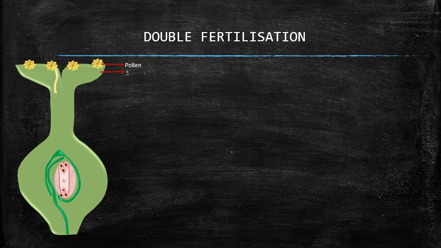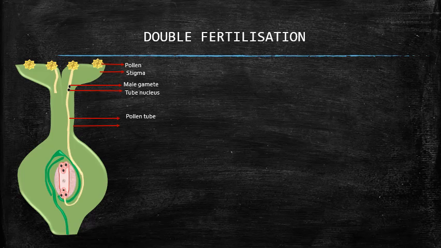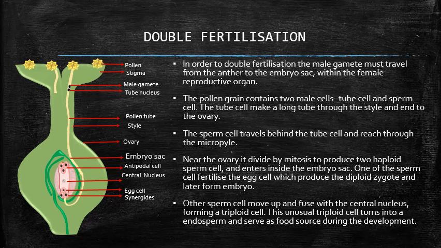In double fertilization, the process happens twice. That's why it is called double fertilization. In order for double fertilization to occur, the male gamete must travel from the anther to the embryo sac within the female reproductive organ. The pollen grain contains 2 male cells, the tube cell and the sperm cell. The tube cell makes a long tube through the style and into the ovary. The sperm cell travels behind the tube cell and reaches the micropyle.